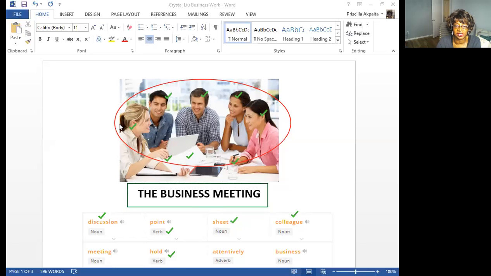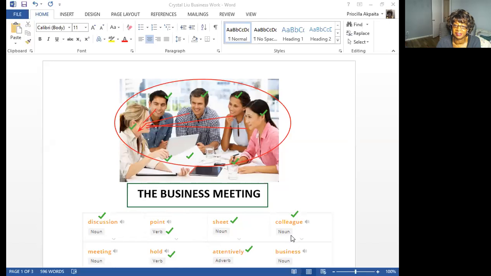Notice how they are actually looking. Everyone is looking at this individual. As they are looking at this particular individual, it looks like they are very attentive to her. This person is looking. This person is looking, as well as this person. They are all looking attentively at this one individual.